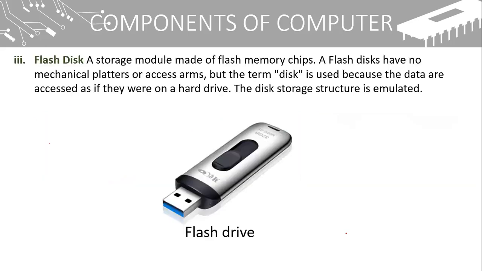So we also have what's known as the flash disk. The flash disk is also a secondary storage device, which is a storage module made up of flash memory chips. A flash disk has no mechanical platters or access arms, but the term disk is used because the data are accessed as if they were on a hard drive. That is why they are called flash drives or disks. The disk storage structure is emulated as well.